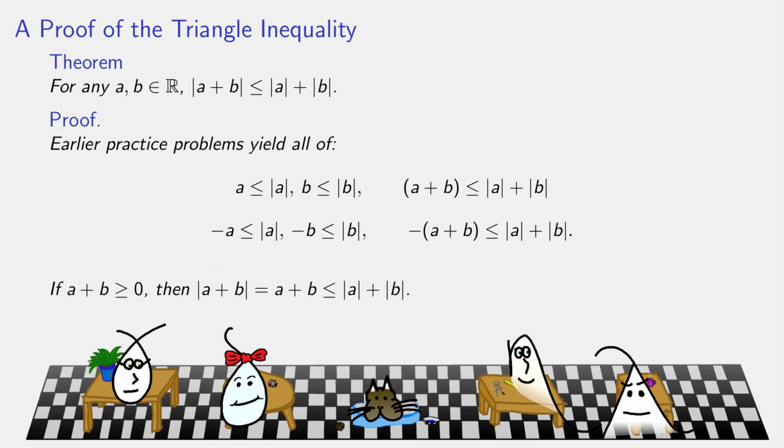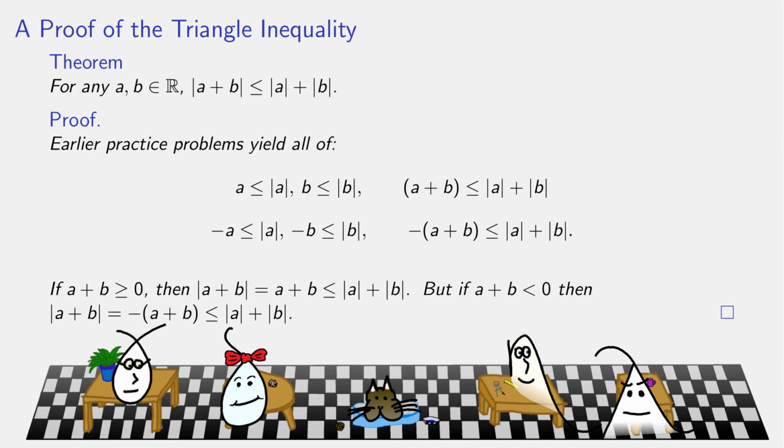So since we get all of those inequalities above, if a plus b is bigger than or equal to 0, then what does the absolute value function do? It does nothing. But we already know that a plus b is less than or equal to the absolute value of a plus the absolute value of b. So if a plus b is bigger than or equal to 0, the triangle inequality is there. The absolute value of a plus b is less than or equal to the absolute value of a plus the absolute value of b. What if a plus b is negative?